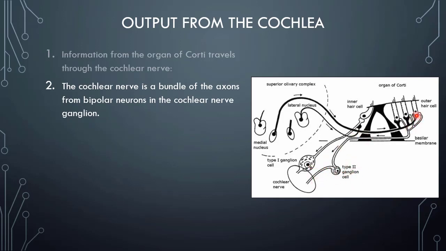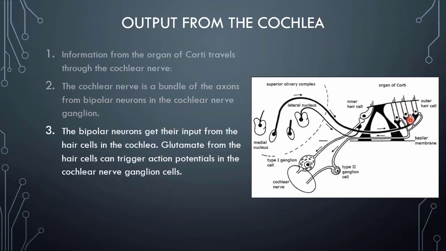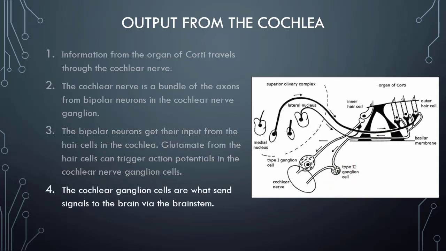So on one side, they receive the transmission of signals from these hair cells, and much like in the visual system, this input is from the neurotransmitter glutamate. And then glutamate can trigger action potentials via these cochlear nerve ganglion cells. And these are the signals that end up going on into the brainstem and onto auditory cortex. And we'll talk about that a little bit more.